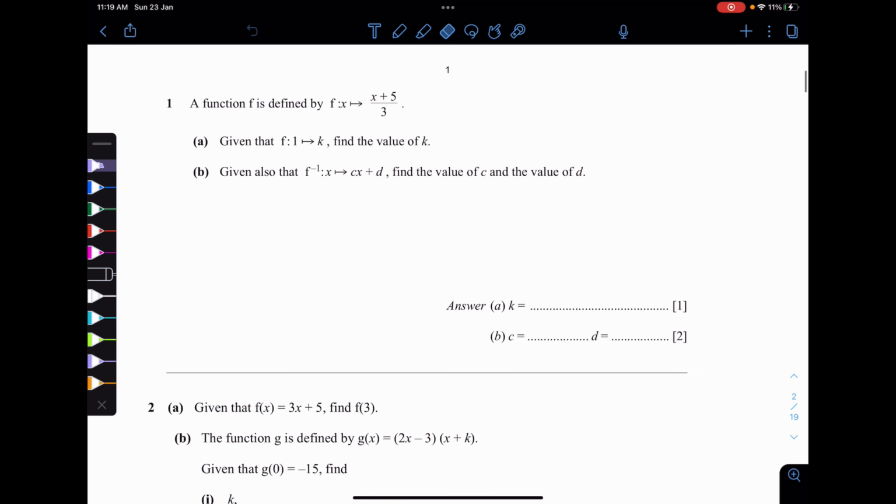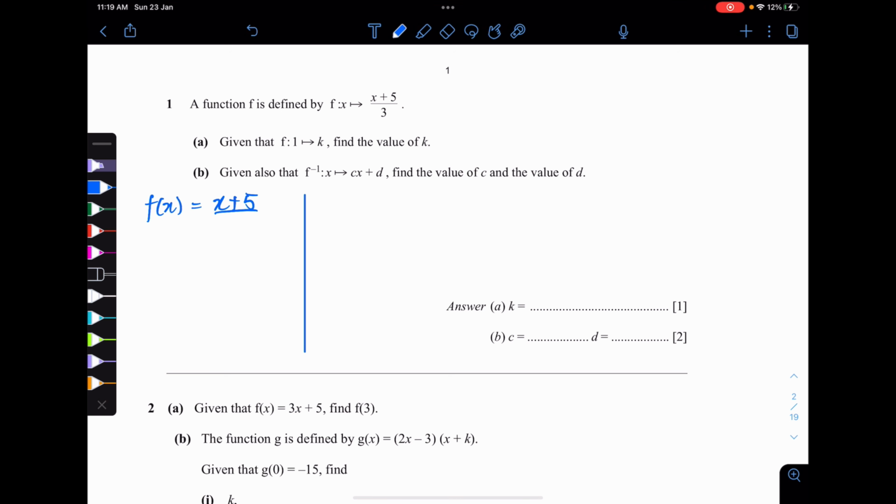For question number 1, we are given that f of x is equal to (x plus 5) over 3, and they are asking you to find f of 1. So f of x is (x plus 5) over 3. For those of you who do not know, a function has the symbol f of x, or it can also be denoted as this. These two symbols are used alternatively for each other.